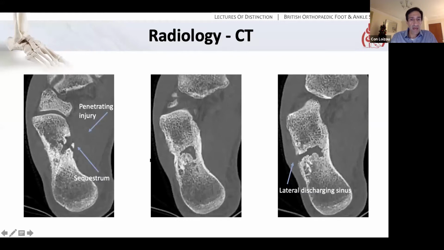Now, this is a case of a young adult who had a penetrating injury to the medial side of his foot when he fell into a river in Cambridge, and he was referred with a lateral discharging sinus. And as you can see on the CT scan, medially there is cortical erosion, there is a sequestrum, and there's a sinus tract that's communicating from medially to laterally, where you have the lateral discharging sinus where all the sequestra are discharging.